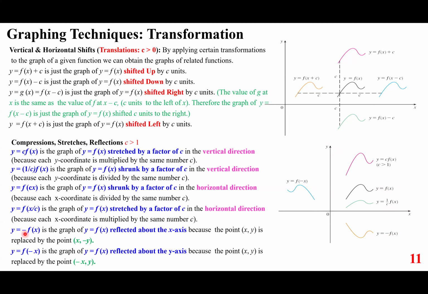So y equals minus f of x is the graph of y equals f of x reflected about the x-axis, because the point x comma y is replaced by x comma negative y. And y equals f of minus x is the graph of y equals f of x reflected about the y-axis, because the point x comma y is replaced by minus x comma y.